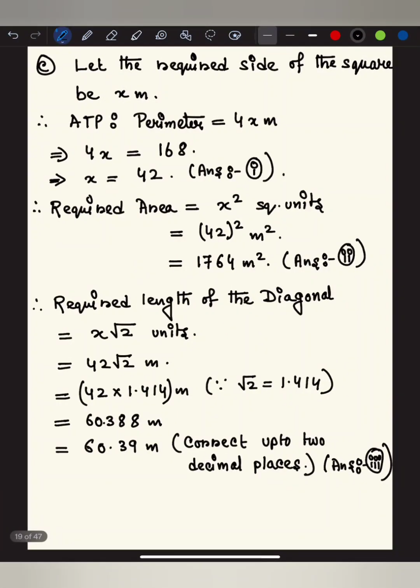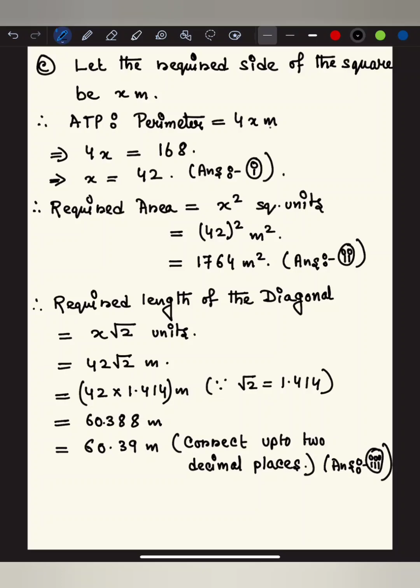Now let's come to question number C. It is given, a square has a perimeter of 168 meter. We need to find out the side of the square, the area, and the length of one diagonal correct up to 2 decimal places. So let the side of the square be x meter.